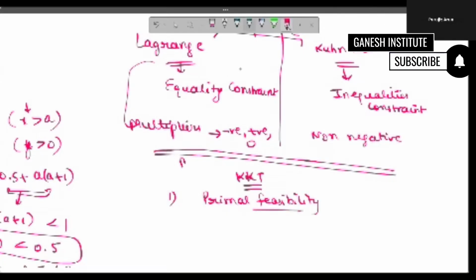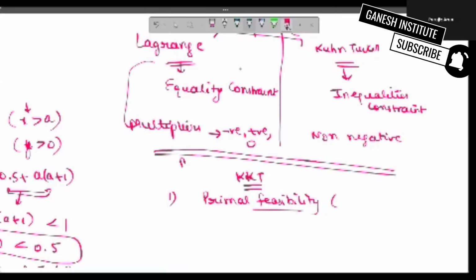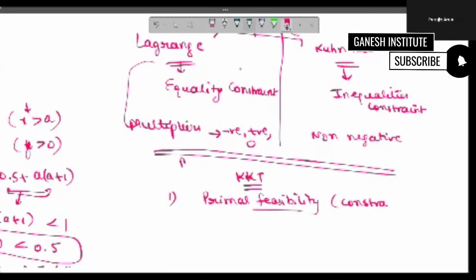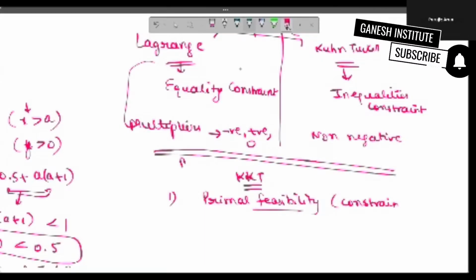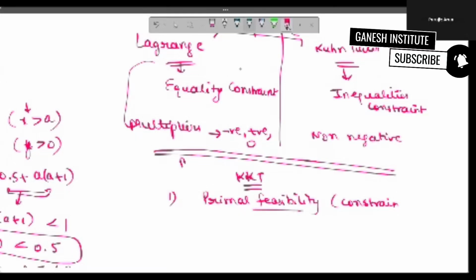Which is basic terminology. If constraints hold, that means primal feasibility is there. Feasibility of the constraints: constraints hold.